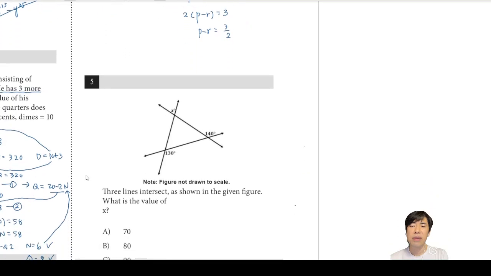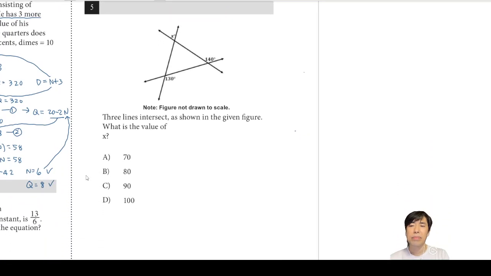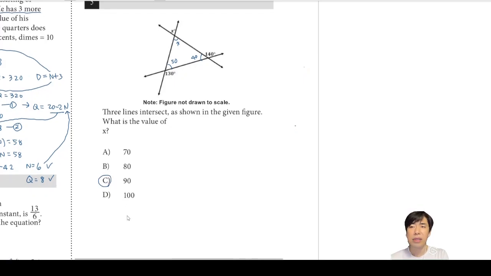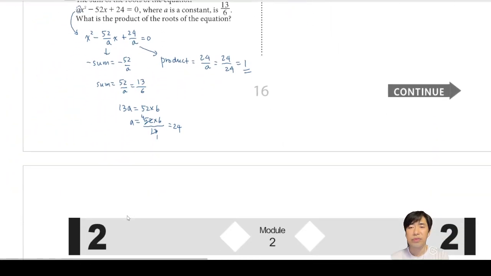Number 5. The two lines intersect as shown in the given figure. What is the value of x? All right, this x is the same as this x. They are vertical angles. If that's 130, that has to be 50. If this is 140, that has to be 40. So the sum of the interior angles must be 180, so x must be 90. Easy peasy. Let's move to 6.